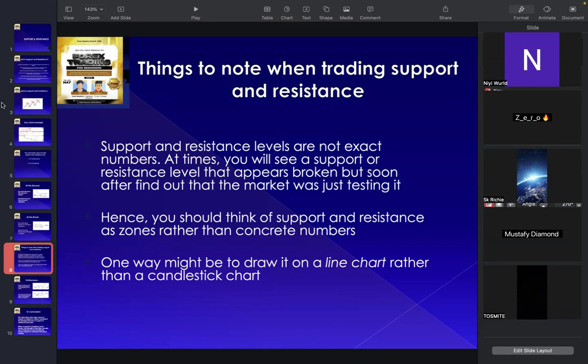So furthermore, when price passes through a resistance, that resistance could potentially become a support. Dammy, next page.